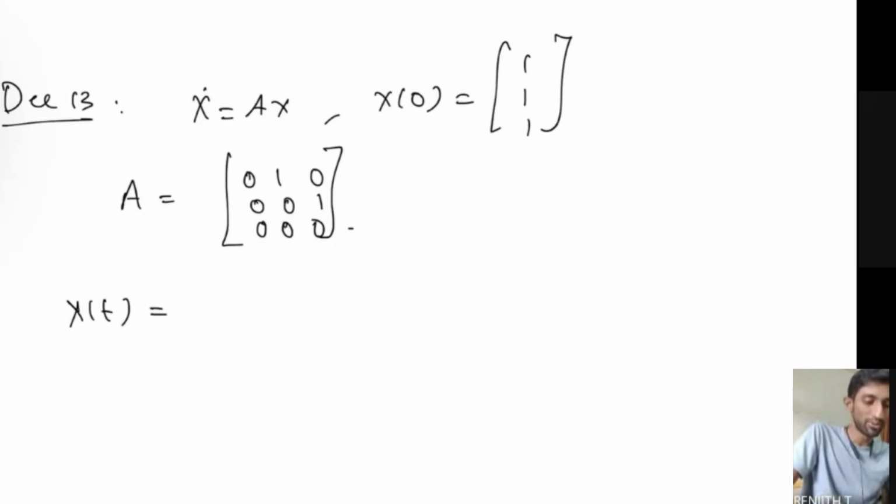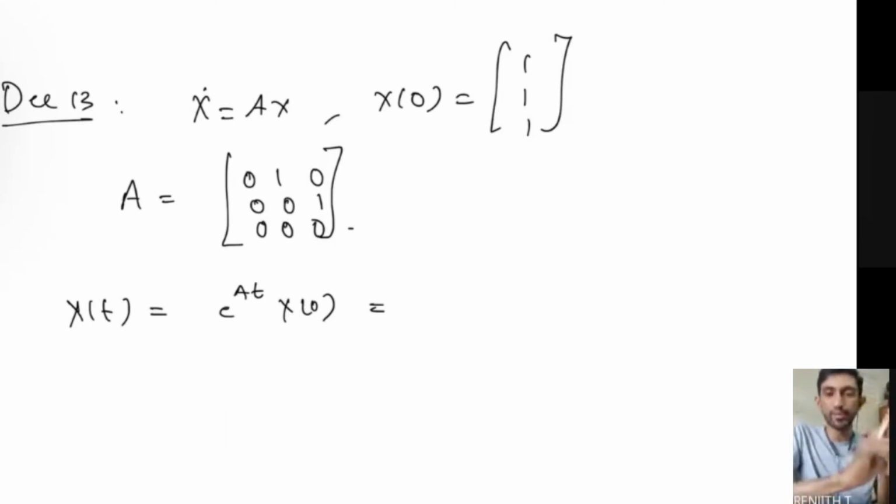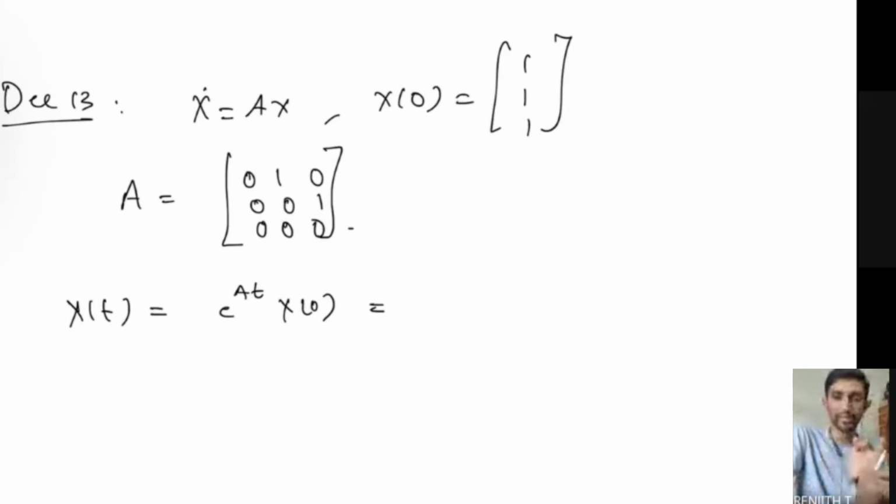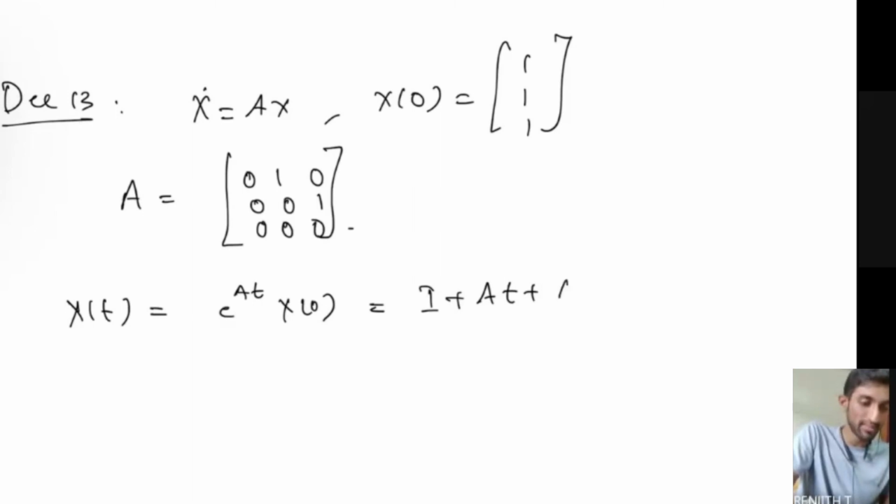X of t is equal to e power At times x at 0. What is e power At? I plus At plus A square t square by 2 factorial, right? Yes, sir. A cube will be 0 here because this is a 3 by 3 matrix. So e power At will be I plus At plus A square t square by 2, times x at 0.